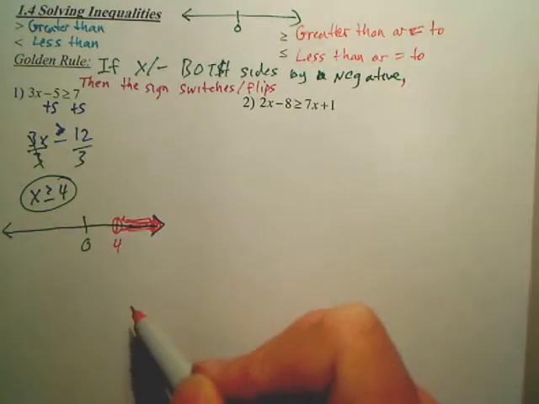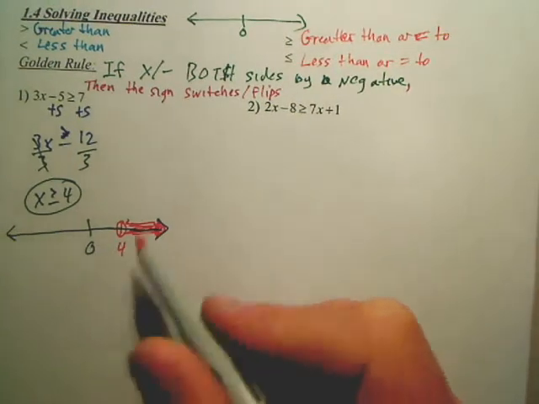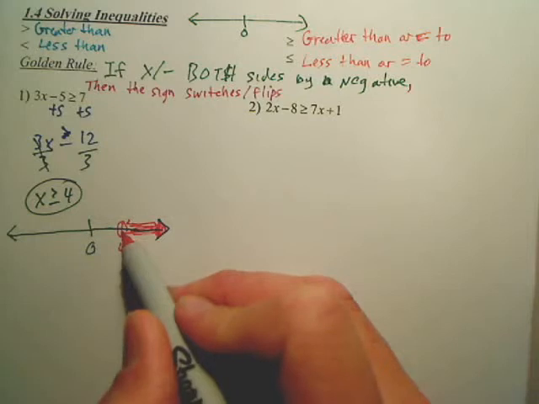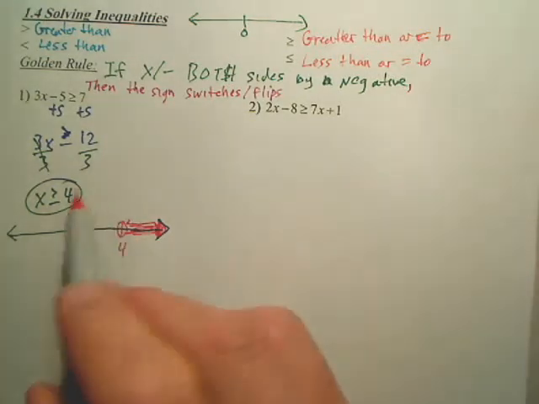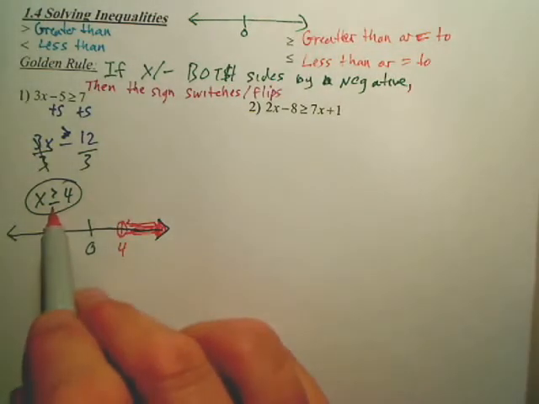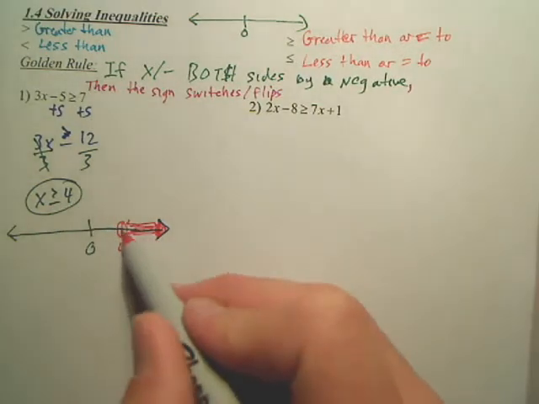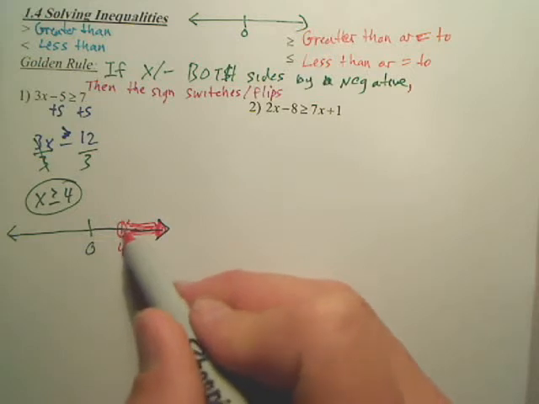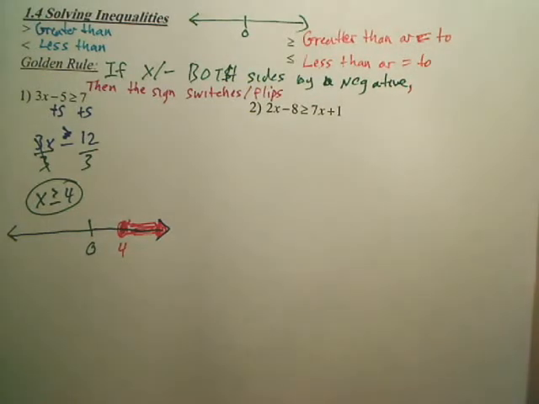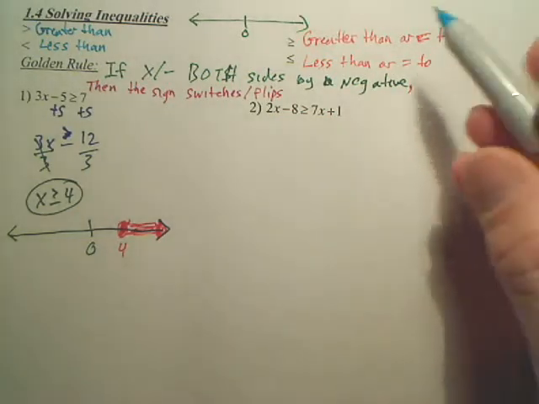Now, the one thing you have to worry about is, is 4 part of your answer? Does that say greater than or equal to 4, or just greater than 4? This is greater than or equal to. So 4 is actually part of your answer. So how would I represent 4 being part of the answer? Shade. You've shaded it in. If 4 was not part of your answer, you would leave it open. You'll see more of that. Number 2.